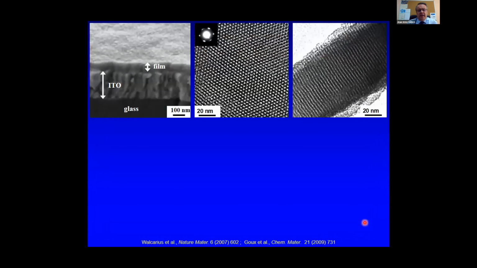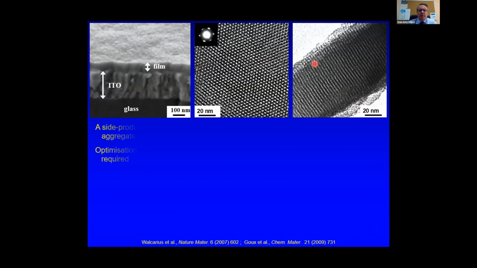And these are the micrographs of a thin film generated on an indium tin oxide electrode. As you can see, there is a nice hexagonal arrangement of mesopore channels, and all these channels are oriented normal to the surface. The thickness of this film can typically be controlled between 50 and 100 or 200 nanometers.